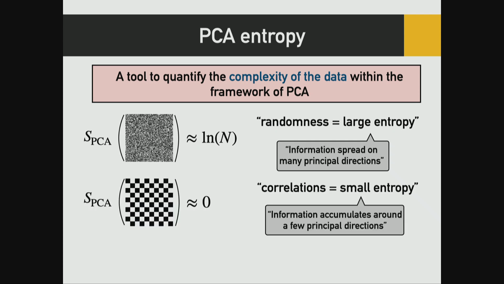On the other hand, if you had an extremely ordered data set, and of course this is just a toy example, it doesn't correspond to anything, but if you had something like that, then essentially you just need a single principal component to explain the whole of your data, and in that case, the PCA entropy will be, in fact, 0. So the more correlations you have in the data, the smaller the PCA entropy will be.